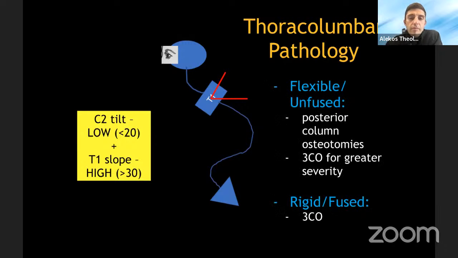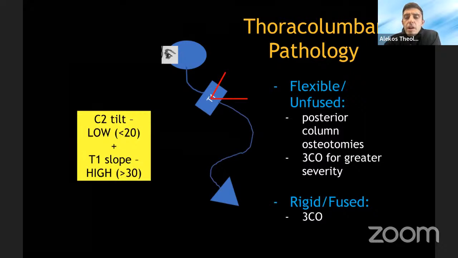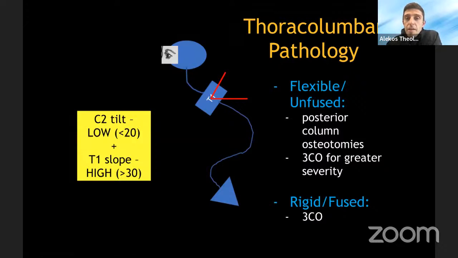So very, very simple, flexible or unfused deformities, posterior column osteotomies can be used. But if it's a greater severity deformity, a 3-column osteotomy often is necessary. If it's a rigid deformity, then a 3-column osteotomy definitely is the workhorse and a necessity.